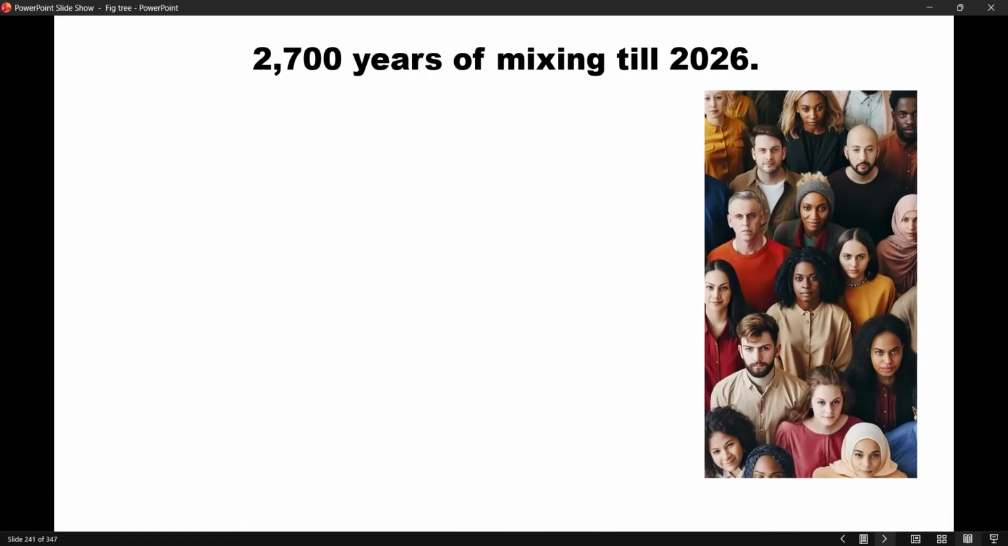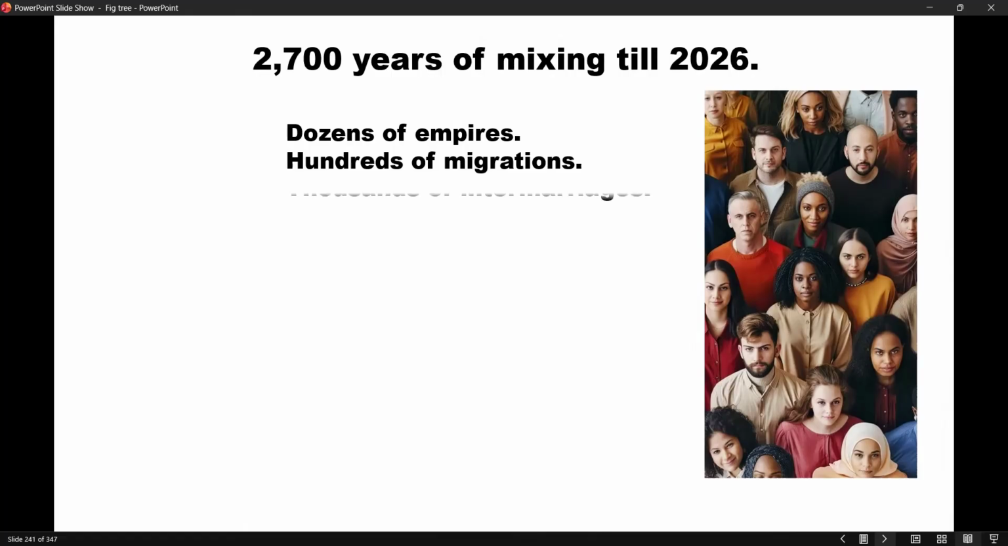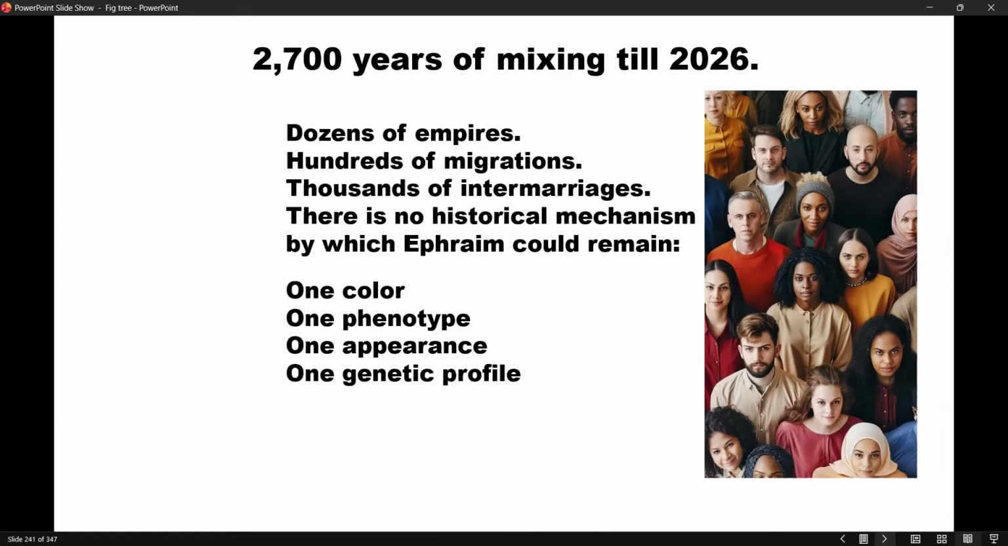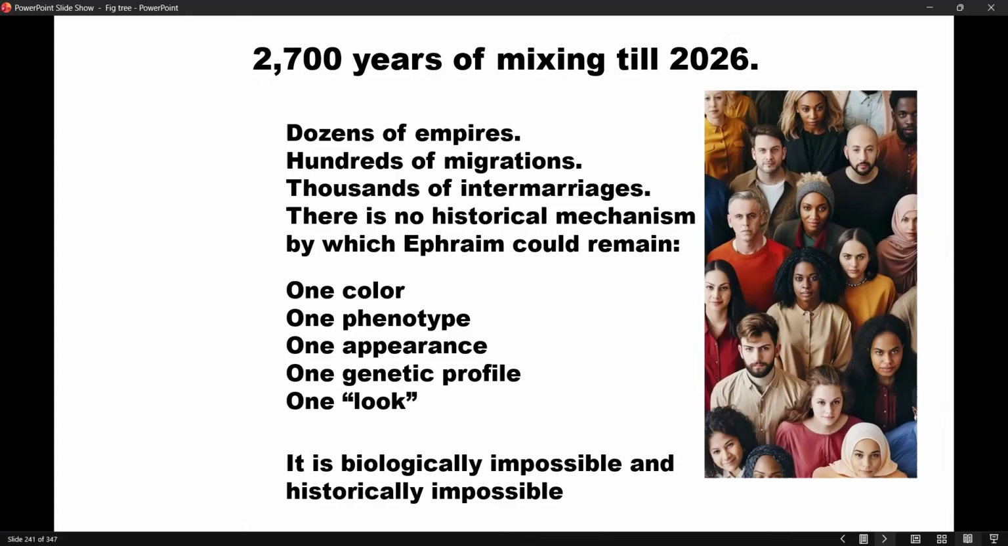2,700 years of mixing to 2026, dozens of empires, hundreds of migrations, thousands of intermarriages. There is no historical mechanism by which Ephraim could remain one color. It's impossible. I know people had this argument, but it's something that you're going to have to get past. One phenotype, one appearance, one genetic profile, one look. It is biologically impossible and historically impossible.